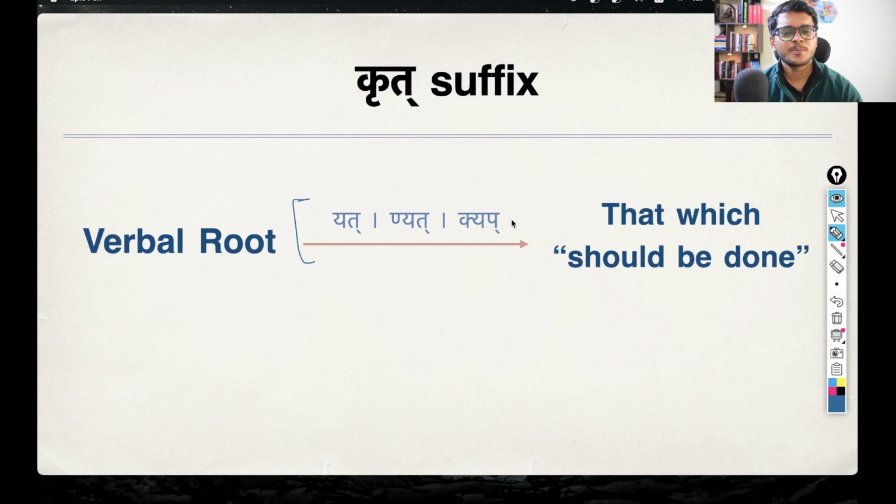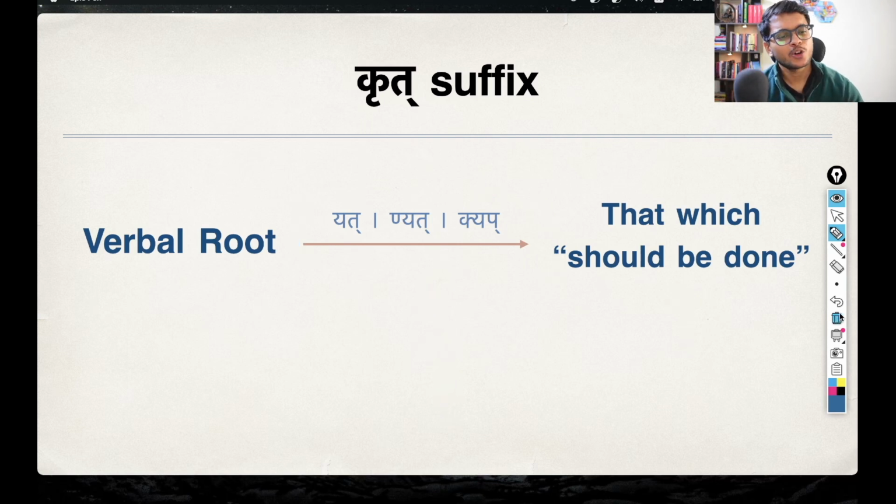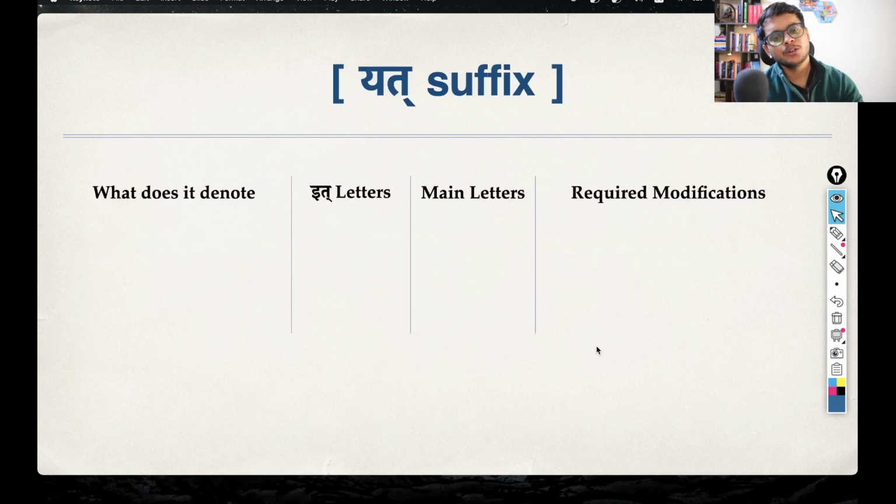The reason I'm taking these three suffixes together is, first of all, the kind of pratipadika they create is similar: that which should be done. And second, for all these three suffixes, yat, nyat and kyap, the main content of the suffix is ya. The rest of the letters are it letters, as we shall see in the video. Since they have a lot of similarity in their meaning and structure, we are taking them together in this single video. But anyway, now let us begin with the yat suffix.